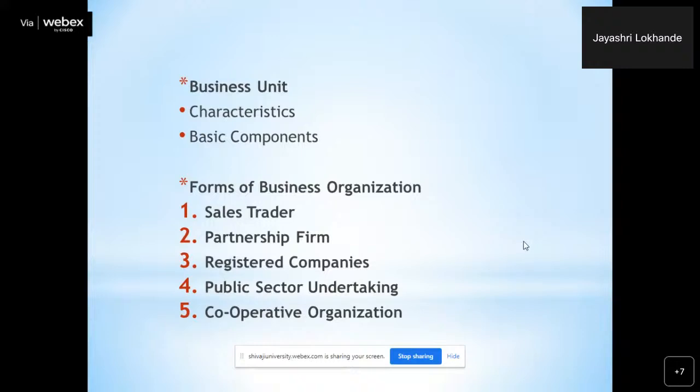Next is public sector undertaking, that is PSU. Public sector undertakings are government owned establishments which are established and owned by the government of India or state governments of India. The public sector undertakings are established either by nationalization or an executive order, or an act of parliament in case of the union government and state legislation in case of the state government, with the purpose to earn a profit for the government.